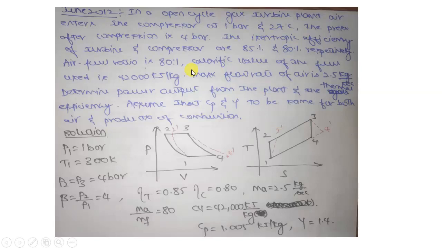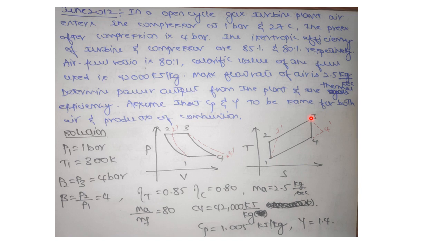Hello everyone. So today we'll be discussing one more problem on Brayton cycle. In this problem, what is the difference from all the previous problems we have solved? There, the problem clearly mentioned the temperature at the inlet, that is the minimum temperature in the cycle, as well as the maximum temperature in the cycle.